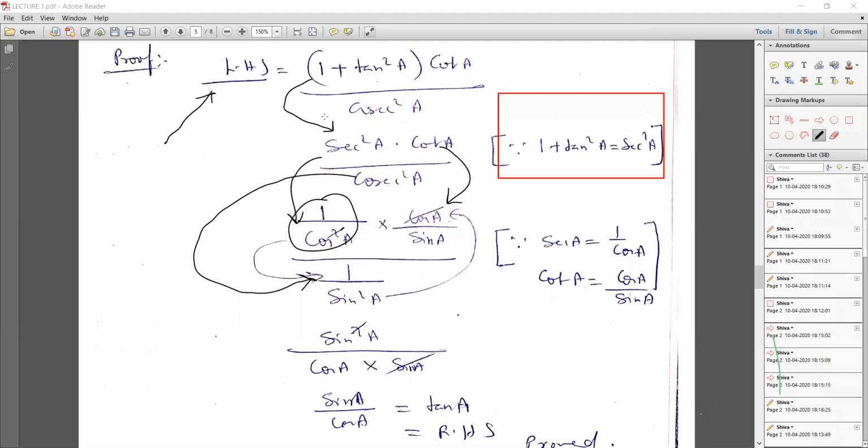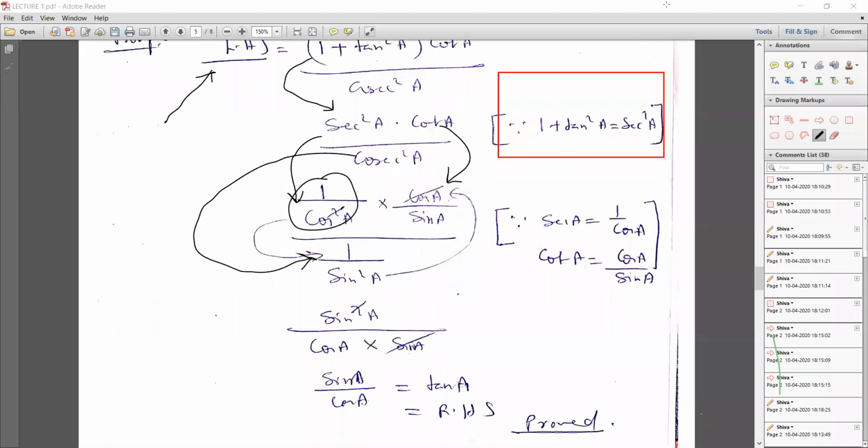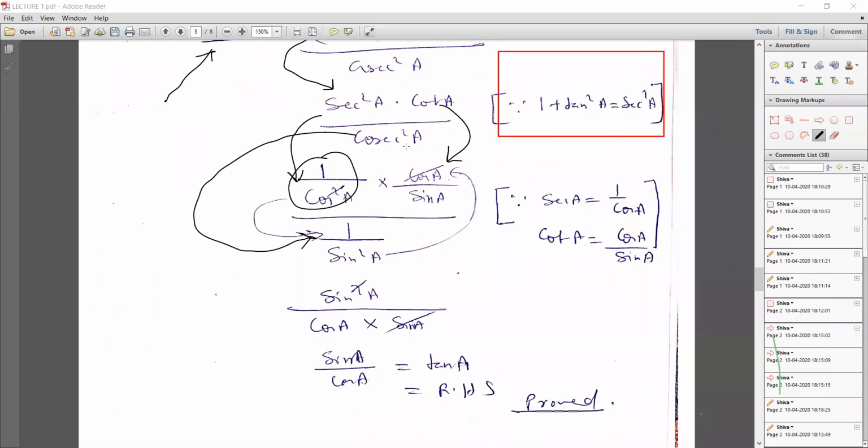Okay, everybody is able to understand probably, because I'm not getting any response in the chat regarding confusion. So in place of 1 plus tan square a, I have written sec square a, because it is given as the identity. And cot a and cosec square a I have left as they are. Now in place of sec square a, I have written in the second step 1 upon cos square a. And in place of cot a, I have written cos a upon sin a, because cot theta is equal to cos theta upon sin theta.